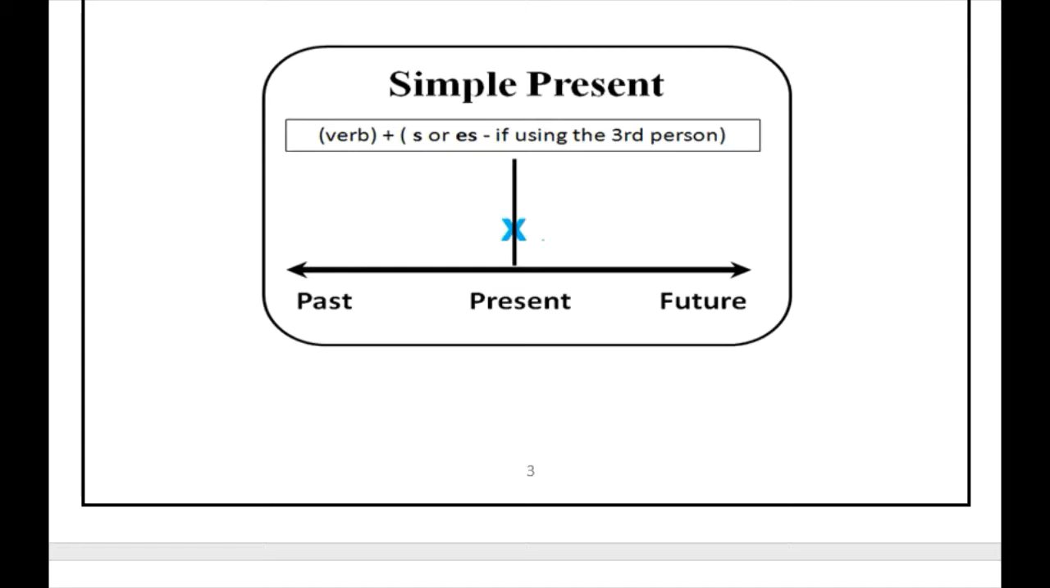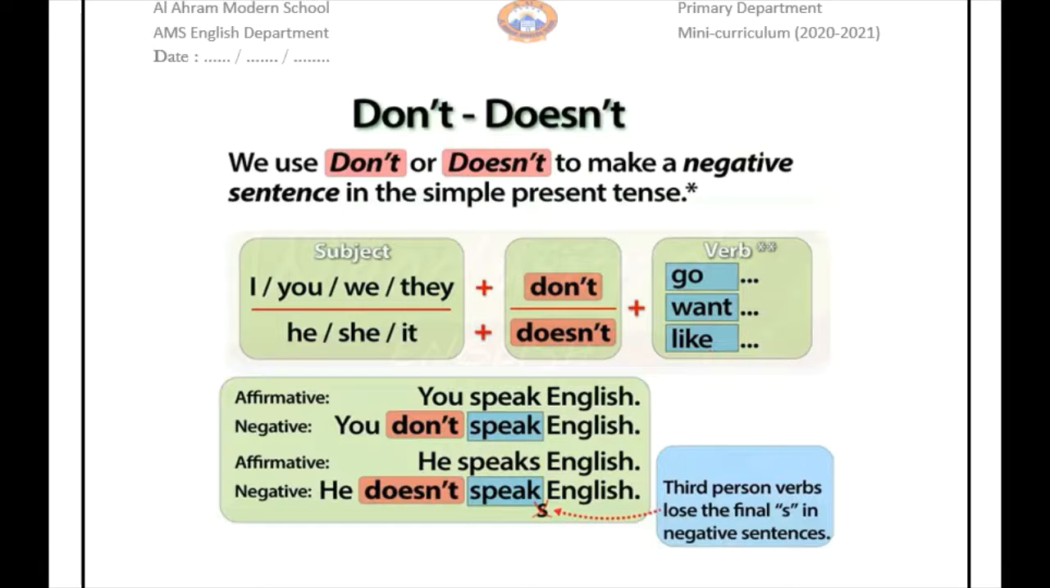To form a sentence in the present simple tense, we add s or es to the verb. If using the third person, that means with he, she, or it, we add s or es to the verb. For example, he always wakes up early.